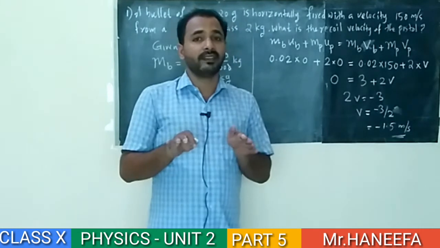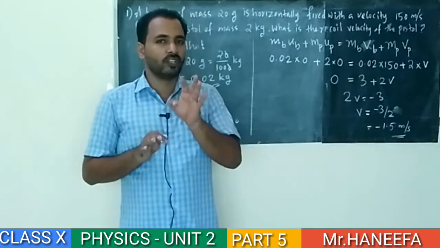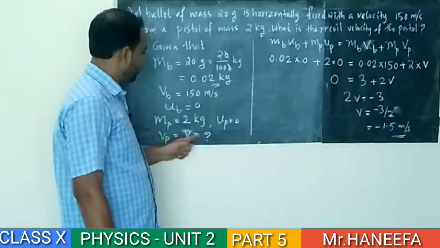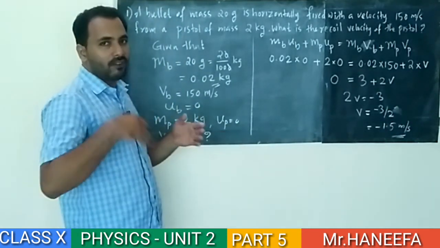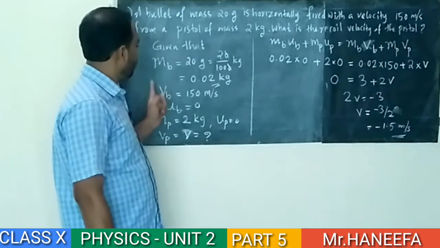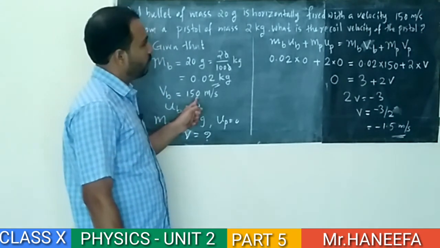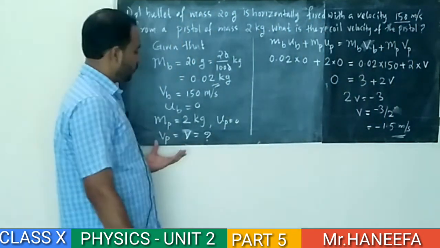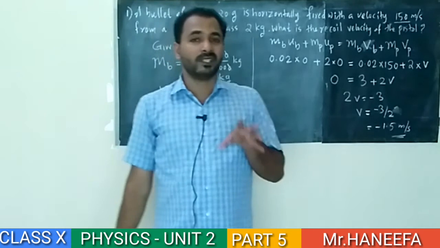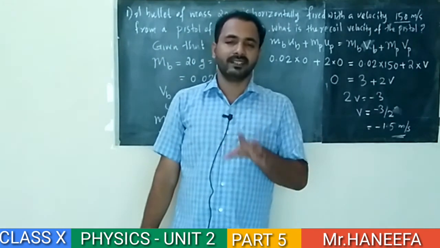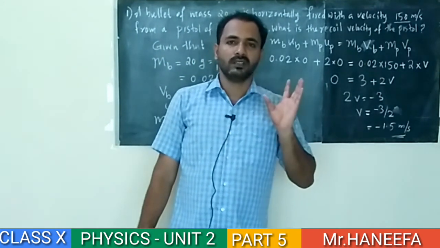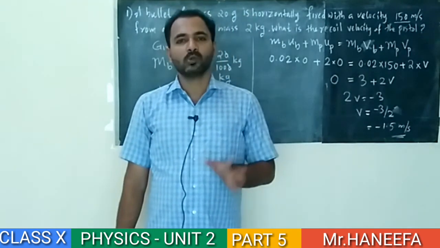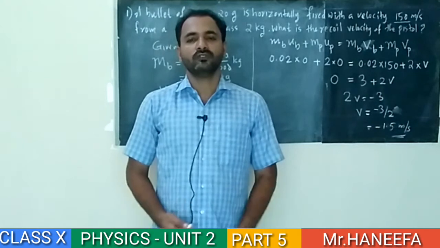Before firing, the bullet and pistol are at rest. So UB is 0, UP is 0. After firing, the velocity of the bullet is 150. Then we have to find the velocity of the pistol or the gun. Clear? So this question is explained using the law of conservation of momentum.